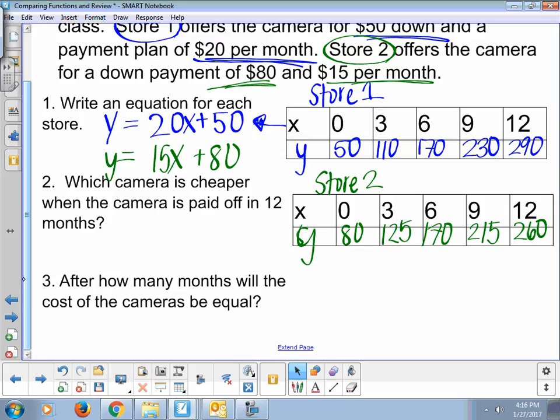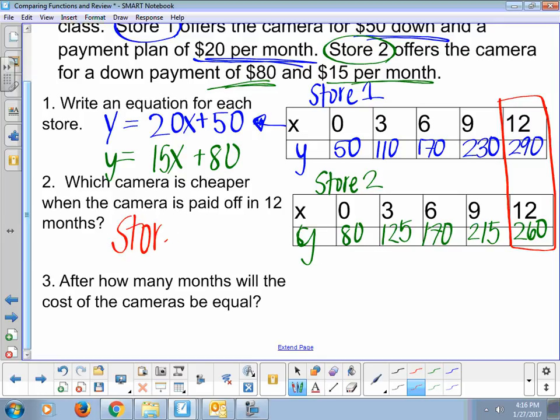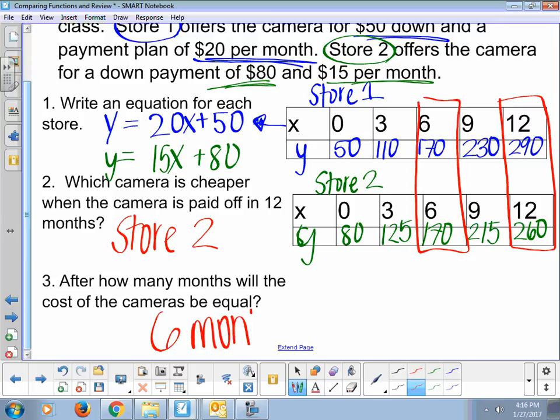Which camera is cheaper when the camera is paid off in 12 months? Look at your table for 12 months. Store 2 is $30 cheaper. And after how many months will the cost of the cameras be equal? At your table, both of them at 6 months equal $170. If you paid off your camera in less than 6 months, Store 1 would be cheaper. In more than 6 months, Store 2 would be cheaper.